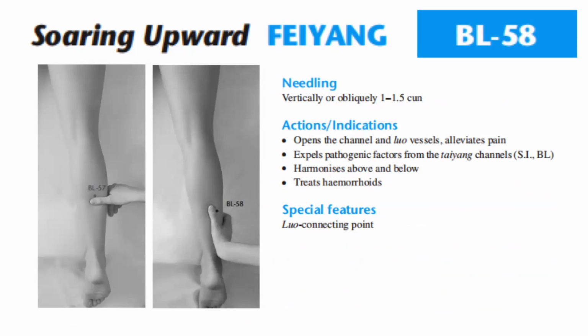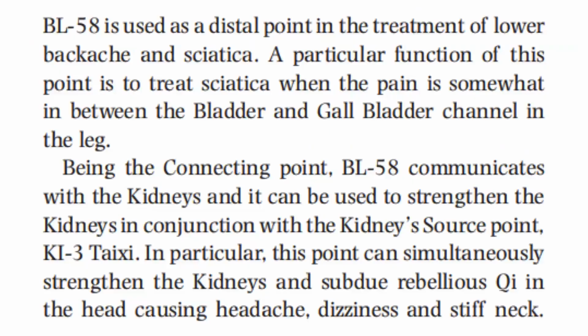For its actions and indications, bladder 58 opens its channel and the loop vessels and alleviates pain. It expels pathogenic factors from the Taiyang channel, which includes the small intestine and the bladder. It harmonizes above and below and treats hemorrhoids. For its special feature, it is a loop connecting point of the bladder meridian.